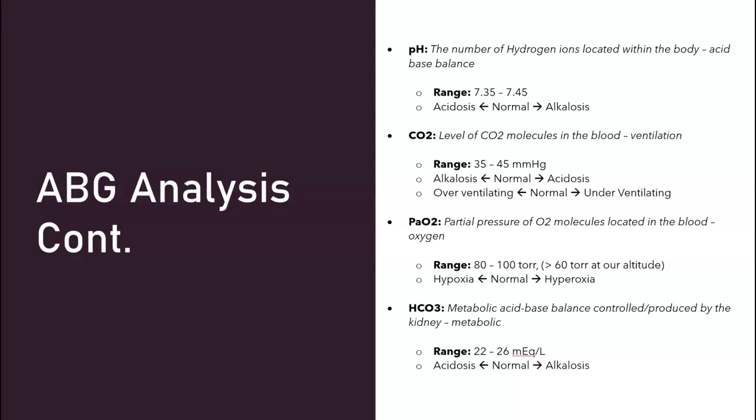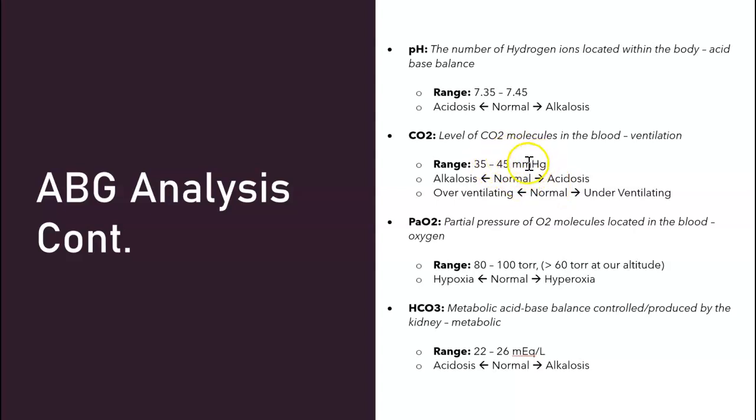So the lower the CO2, the more alkalotic our patient is because they are overventilating. So that's what I have here. Our CO2, they're hyperventilating, they're breathing really fast, they're blowing that CO2 down. So they're getting more alkalotic because they're blowing that CO2 down because they're overventilating. 40 is where we're trying to shoot for, which is normal, which is ideal.